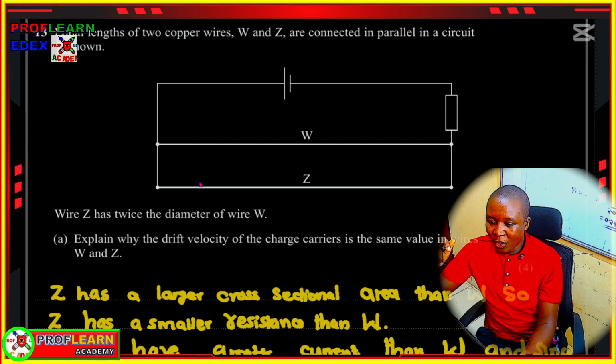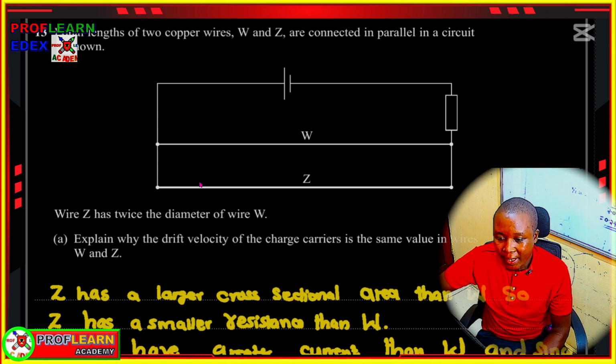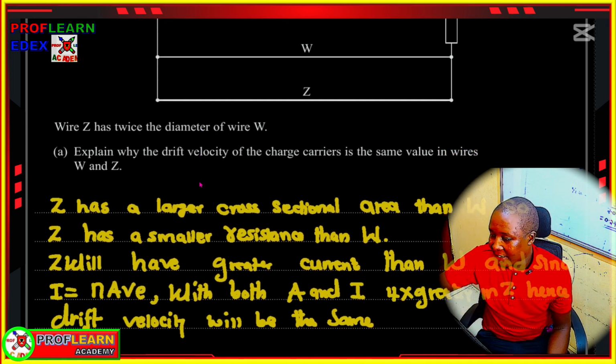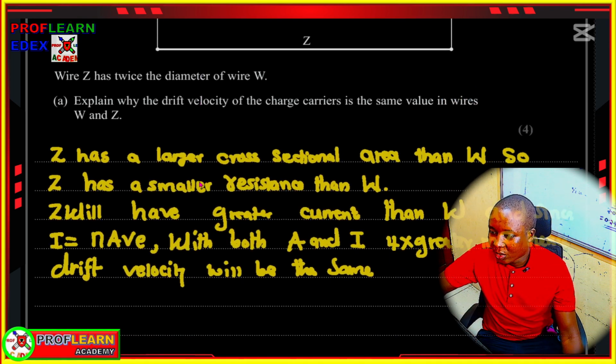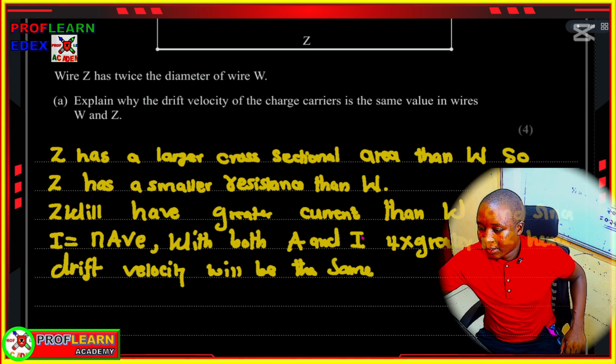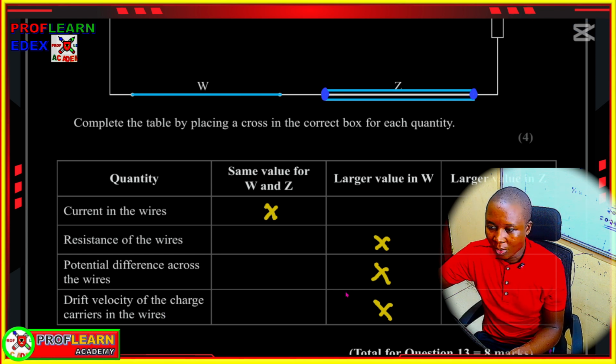Then explain why the drift velocity of charge carriers is the same value in wire W and wire Z. What we are going to realize is that there will be more current flowing in Z than in W. But in this case, I summarized that in few words and said Z has a larger cross-section area than W, so Z has a smaller resistance than W. Z will have greater current than W, and since current is equal to the number density of charge carriers times cross-section area times the drift velocity times the charge of an electron, with both current and cross-section area greater in Z, the drift velocity is the same.